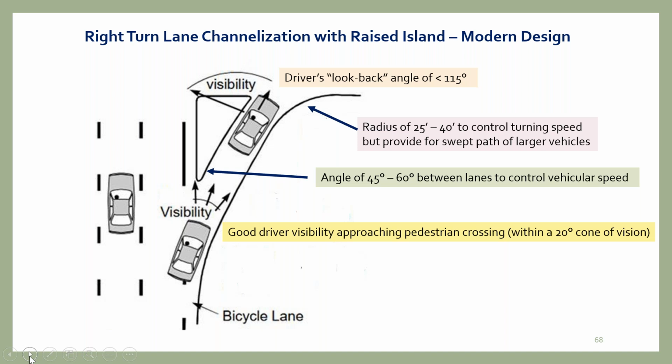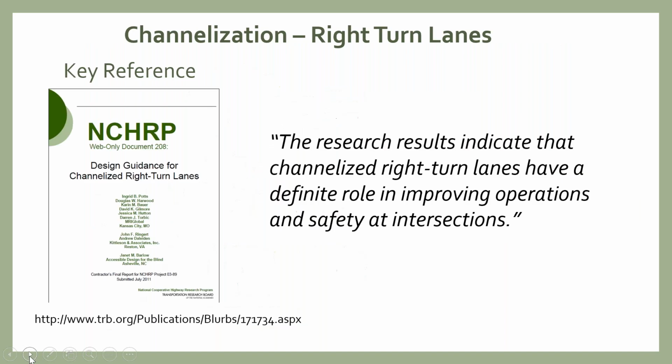So it's a combination of putting the pedestrian crosswalk in an area where it's going to be visible by an approaching driver, within that 20-degree cone of vision, having the angle between the lanes and the turn lane about 45 to 60 degrees to control speeds, providing perhaps an asymmetrical three-centered compound curve to control turning speed but provide for the swept path of larger vehicles, and keeping that look back angle to less than 150 degrees. So who knew that right turn channelization could be so complicated?